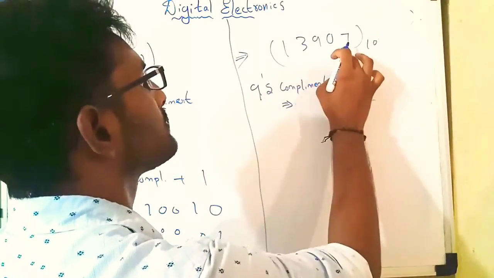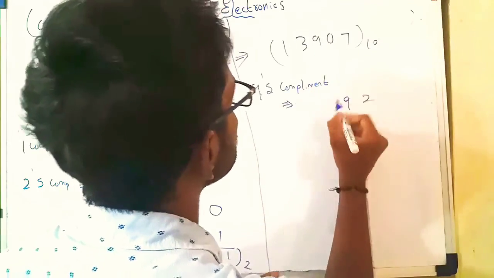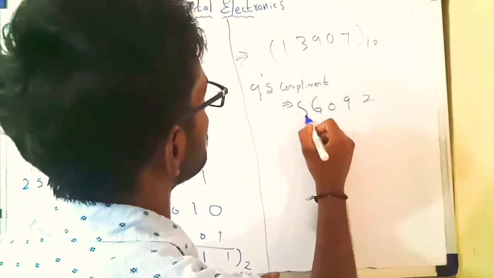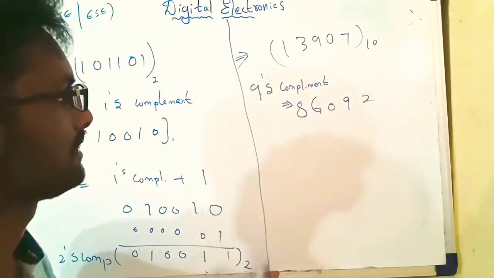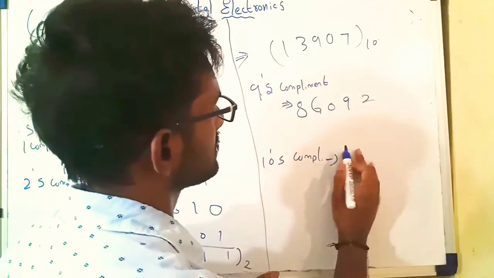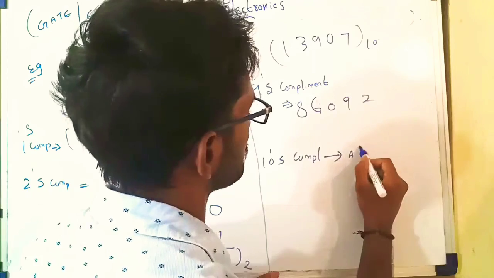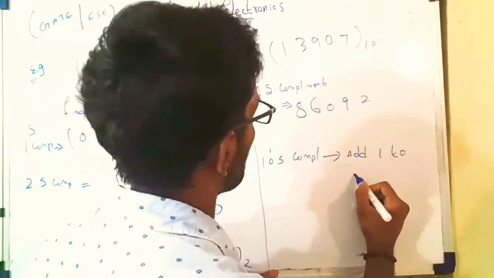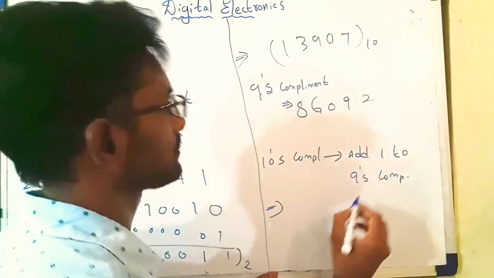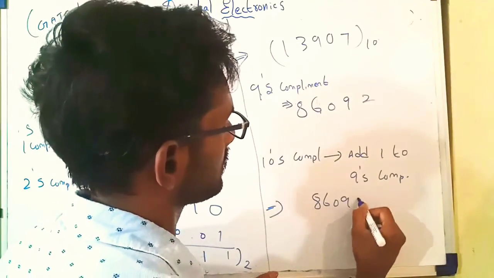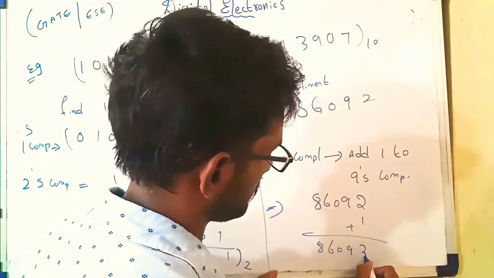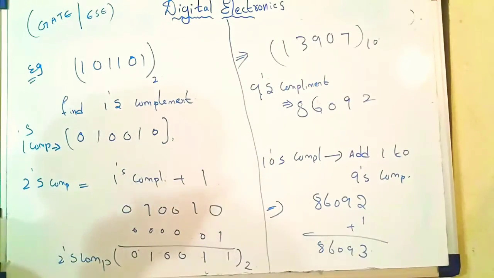Simply subtract these from these digits. This is 0, this is 7, this is 6, and this is 8. This is the 9's complement. For 10's complement, just add 1 to the 9's complement. So the 9's complement 86092 plus 1 is 86093. This is the 10's complement.